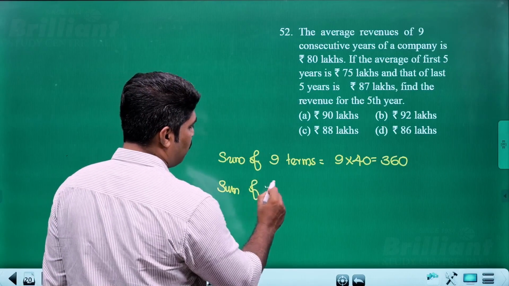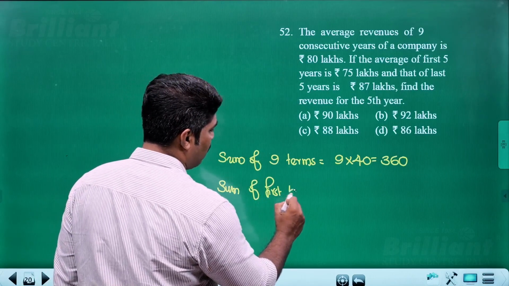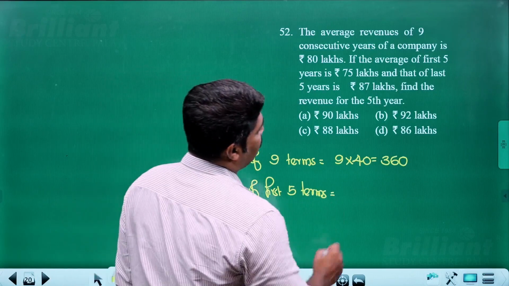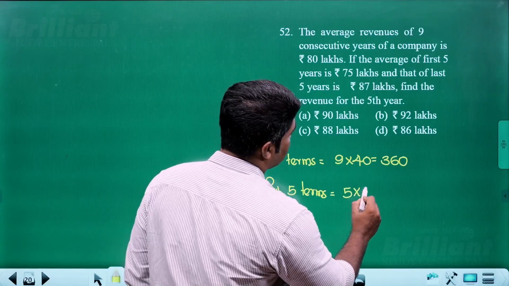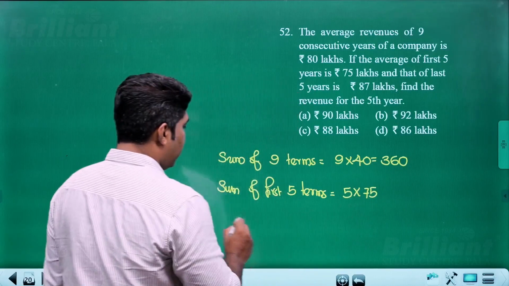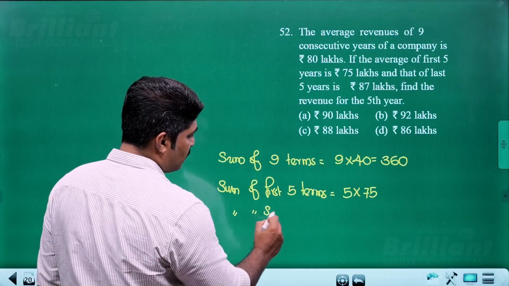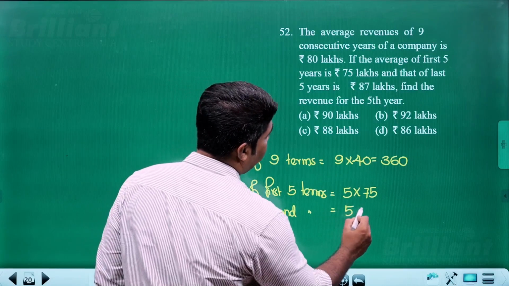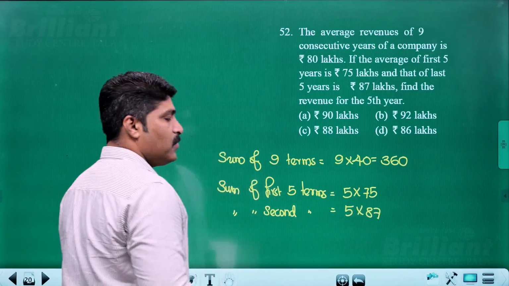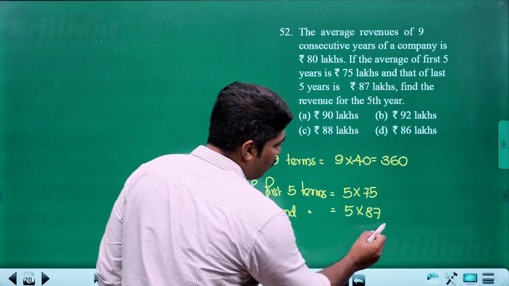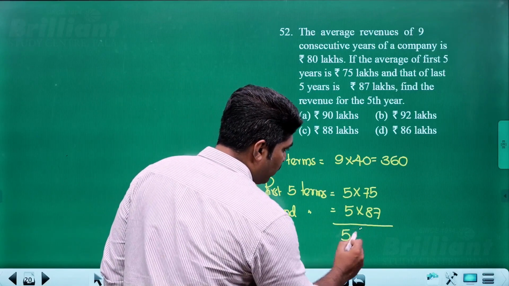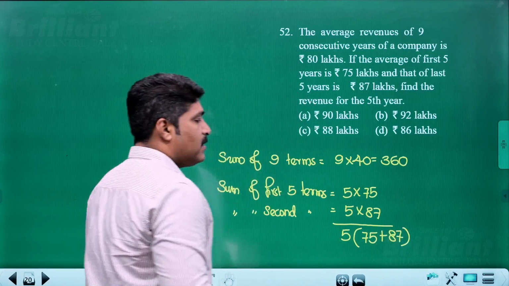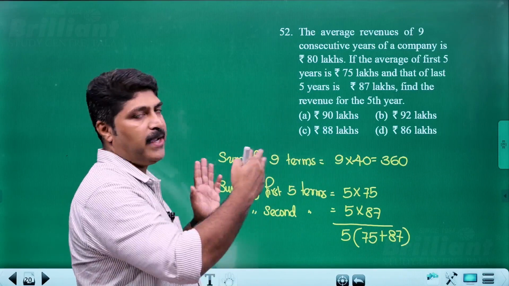Sum of first 5 observations or 5 terms. It is given that the average of the first 5 terms is 75 lakhs. Then what is the sum of second 5 terms? Second 5 terms, so that is 5 into 87. So if you are adding these two things, what you will get is 5 into 75 lakhs plus 87 lakhs. This is the total sum of those terms.